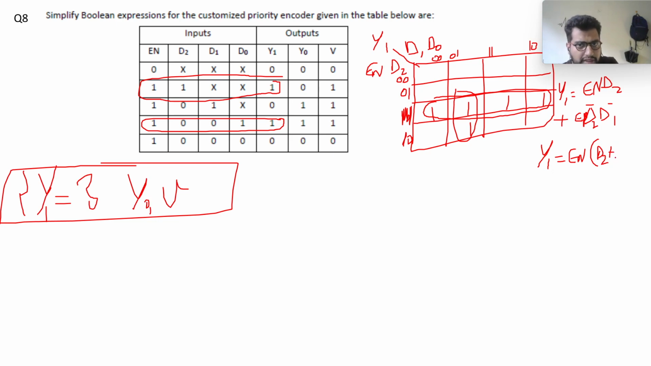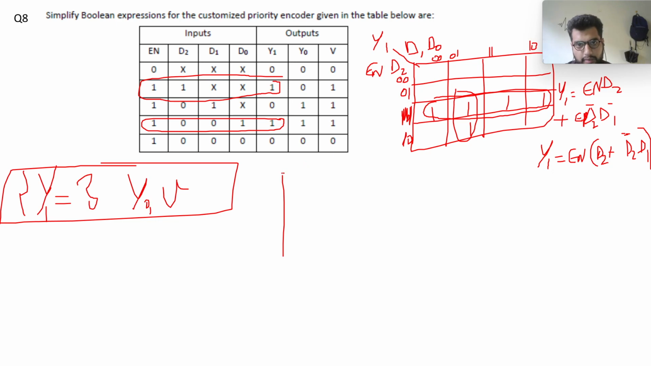So I'm just missing something. Y1 is en d2 and en d2 bar, en d2 bar. So d2 plus d2 bar d1, d2 bar d1. Yes. Then I have y0. Y0 is 1.